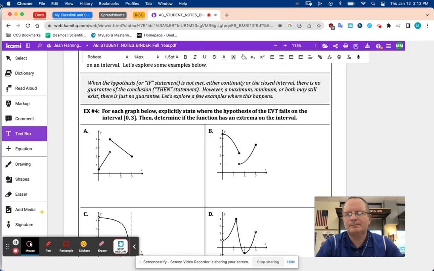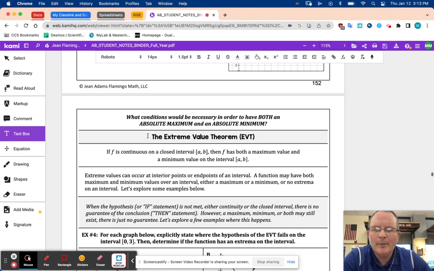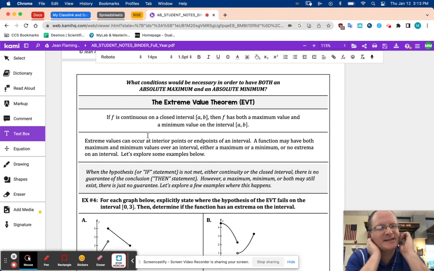So, what conditions would be necessary in order to have both an absolute maximum and an absolute minimum? This is called the extreme value theorem. The theorem says, if f is continuous on the closed interval a to b, then f has both a maximum value and a minimum value on the interval. That's it. No differentiability this time, like with the mean value theorem and Rolle's theorem. You don't have to worry about that. It just has to be continuous.